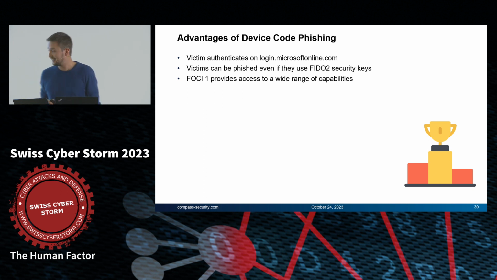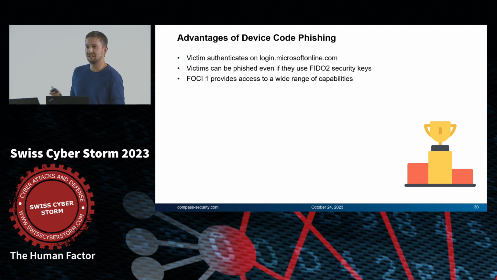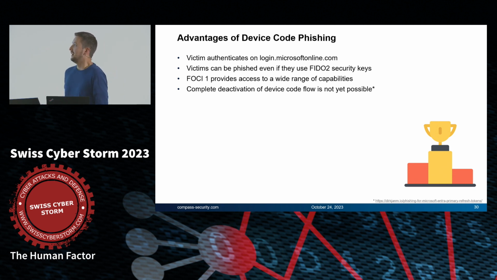With this family of client IDs, we have wide, broad capabilities to read stuff and do stuff. And as an administrator of an Azure AD tenant, you're out of luck when you want to completely deactivate device code phishing. It's not possible right now. Like 2 weeks ago, Dirk-Jan posted a quite nice blog post, and in the end, he states that Microsoft is working on something, but until then, it's not possible to deactivate device code flows for their first-party applications.